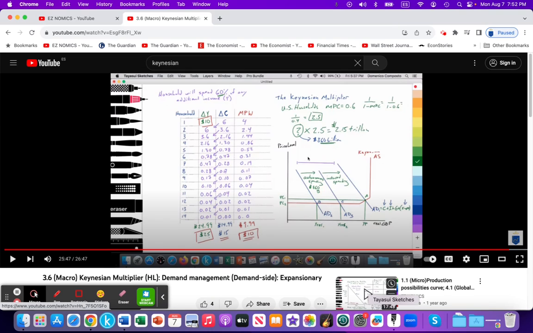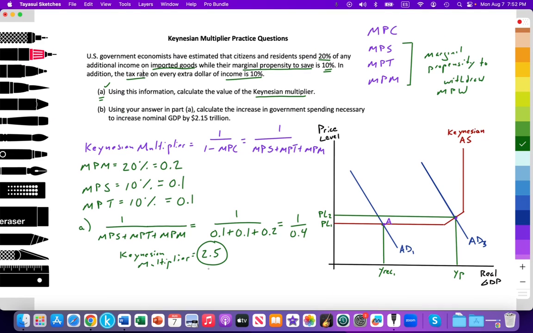They'll be linked below. So you've answered that question. Part A, the Keynesian multiplier value is 2.5. Any additional dollar that's injected into the US economy will multiply out 2.5 times. Let's move on to question B.